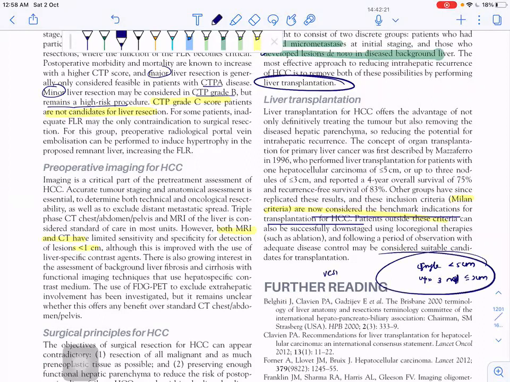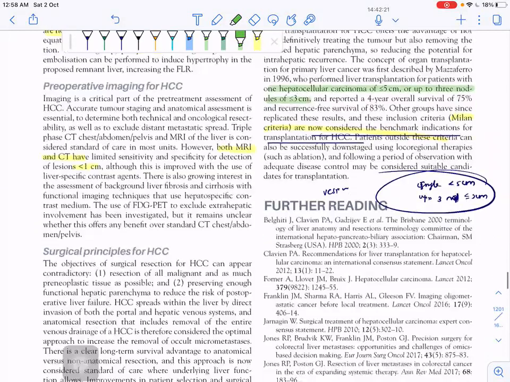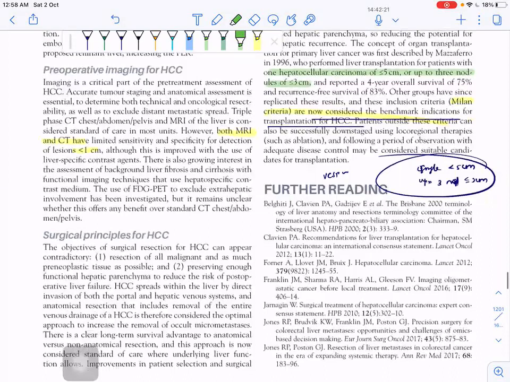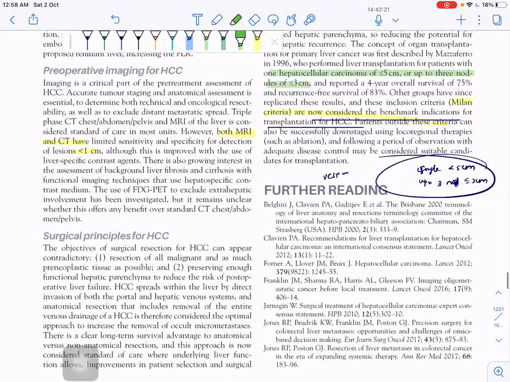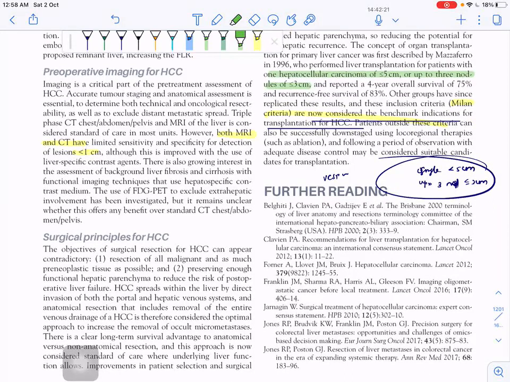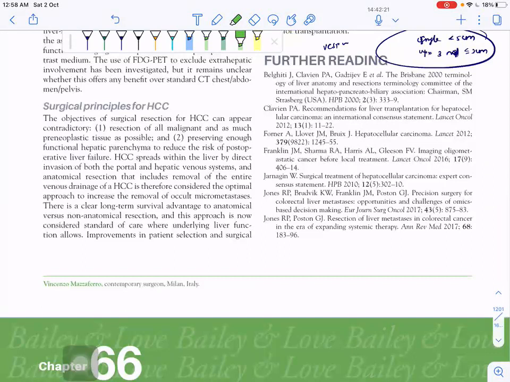And another criteria is the UCSF criteria. Just see Milan criteria they are given here: one hepatocellular carcinoma less than 5 centimeter, or up to 3 nodules of less than 3 centimeter. UCSF criteria just add, I think, 1 point. How much you have to add for UCSF criteria? 1.5 centimeter. Up to 3 nodules, each nodule less than 4.5 centimeter, but total lesion should not exceed 8.5 centimeter. Like that, some value is there.